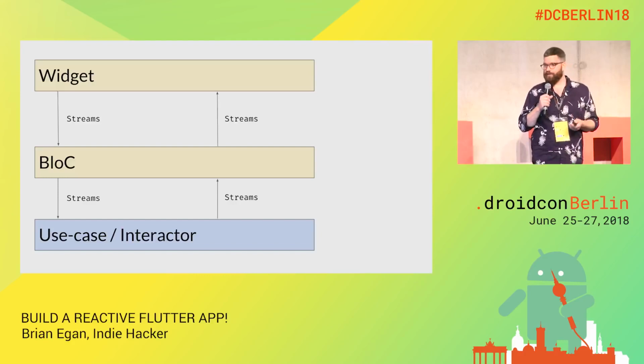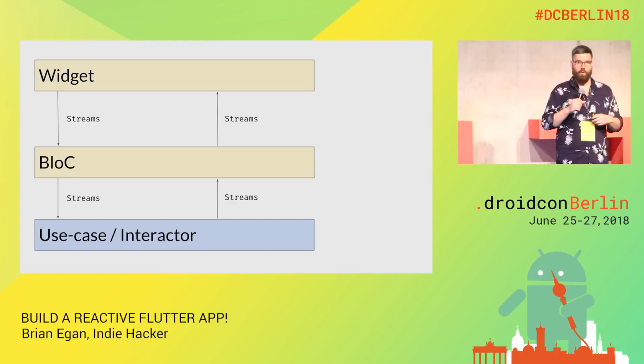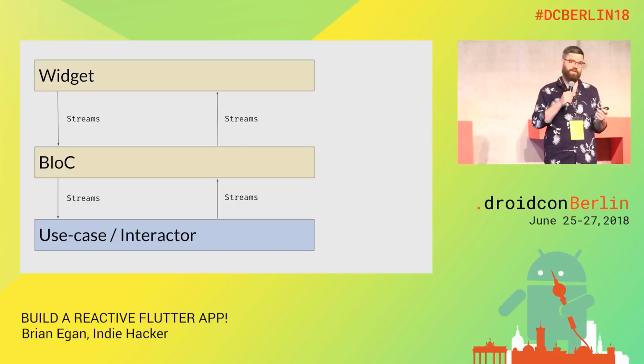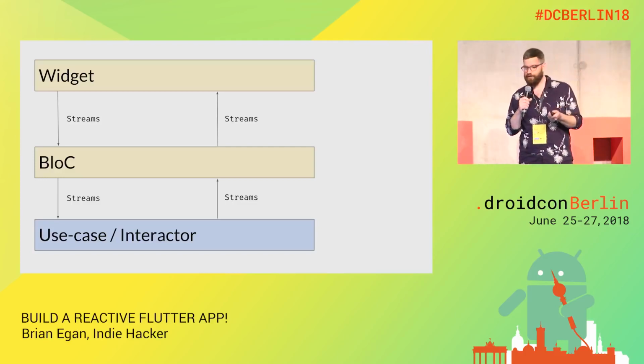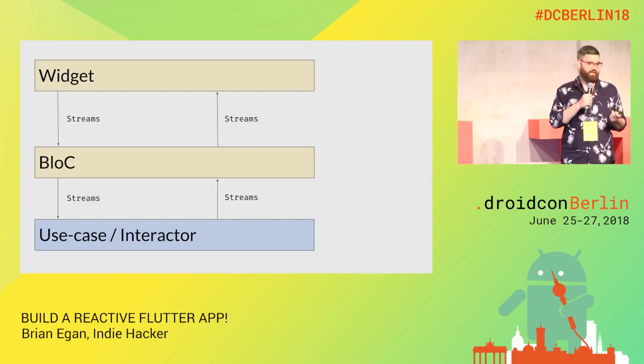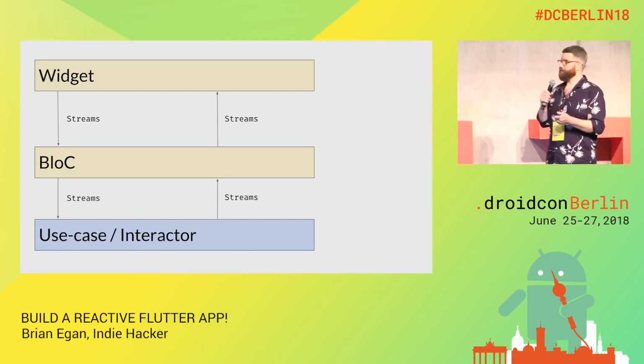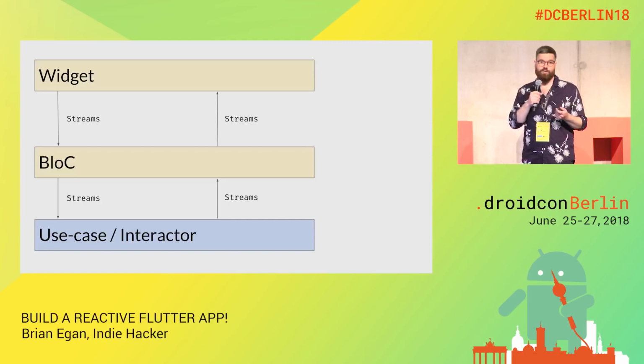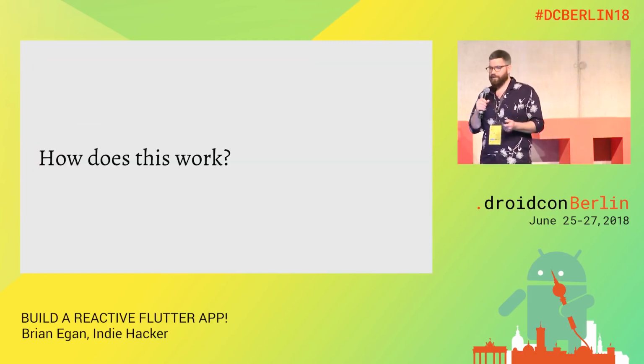We also heard a few talks this morning, and for folks maybe watching this at home, I'd really recommend checking out some of the MVI and the Mobius talks. They're really interesting. I think you can start to see this will work a lot like those architectures, so you can use a BLoC in a similar way that you would use an MVI presenter. Let's take a look at how this works.